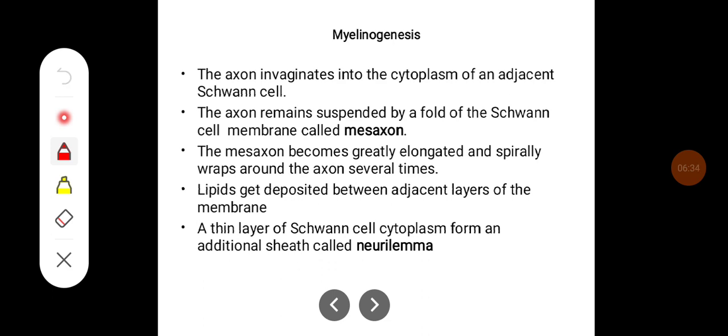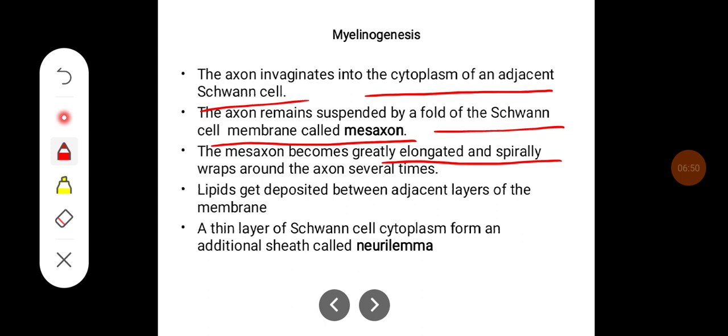Myelinogenesis. The axon invaginates into the cytoplasm of the adjacent Schwann cell. The axon remains suspended by a fold of Schwann cell membrane, which is called the mesoaxon. The mesoaxon becomes greatly elongated and spirally wrapped around the axon several times. The lipid gets deposited between the adjacent layers of the membrane. A thin layer of Schwann cell cytoplasm forms an additional sheath called the neurolemma.